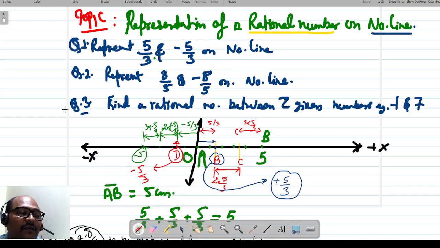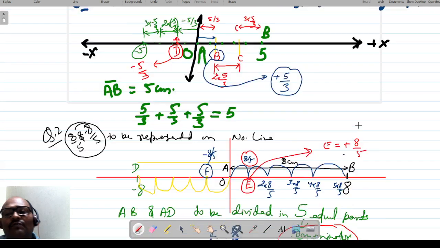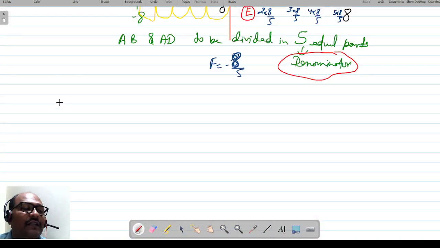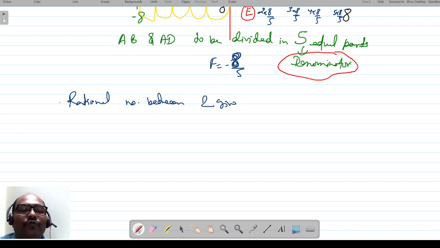So we'll take another question. Question number 3. Find a rational number between two given numbers. Example, minus 1 and 7. How do we find the rational number between two given numbers? This is question number 3. Let's say minus 1 and 7.